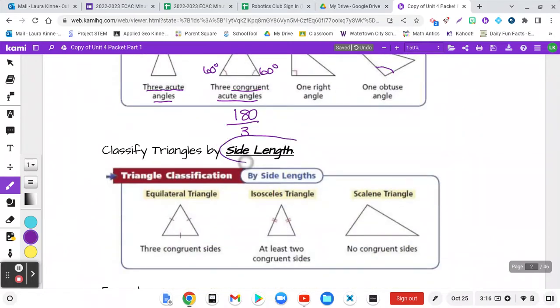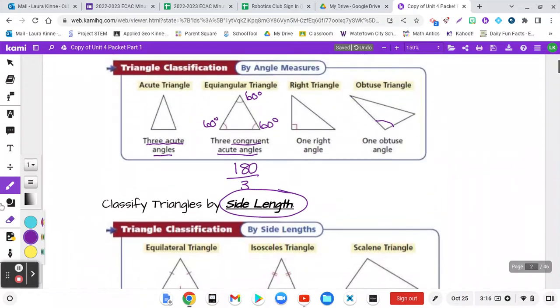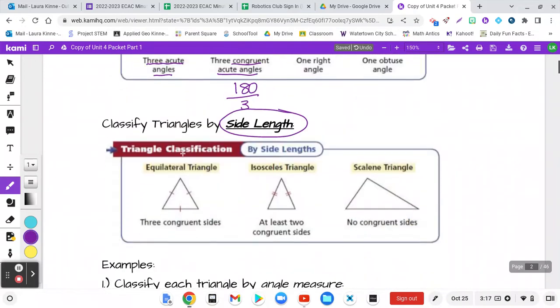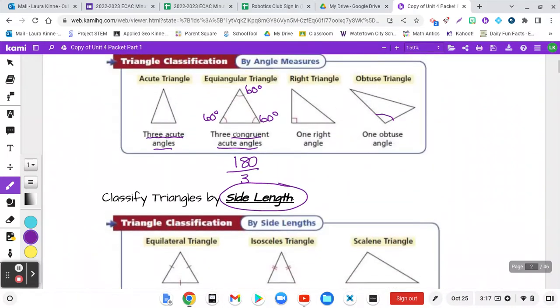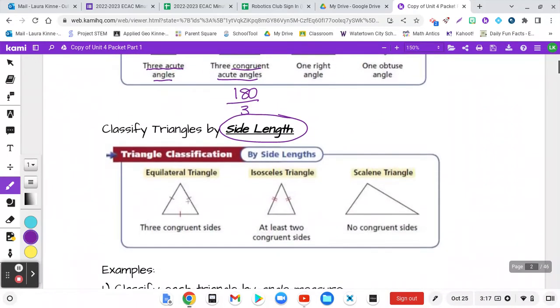Okay, so those are your types of triangles based on angle measure. Side length, you're just looking at the length of each side. So you have equilateral, and any equilateral triangle is the same as an equiangular triangle. All the sides and all the angles are the same.